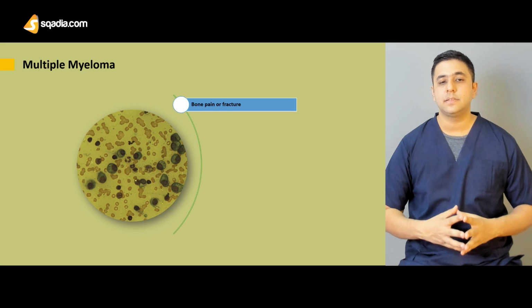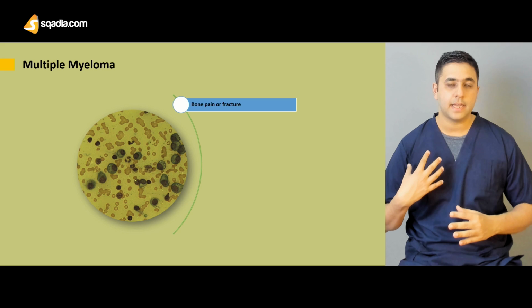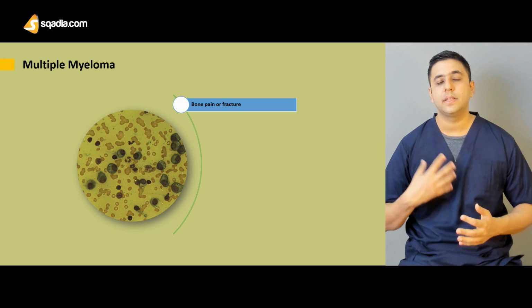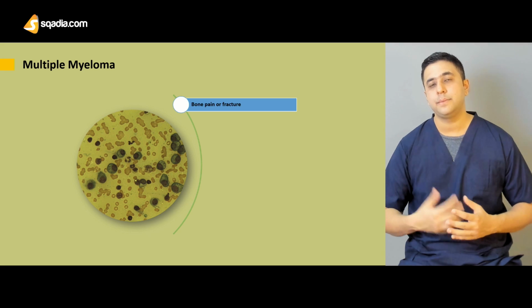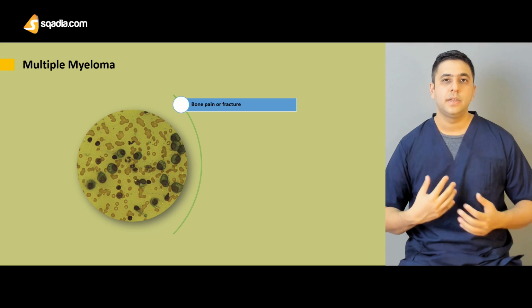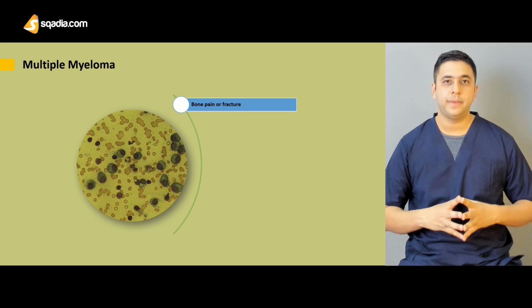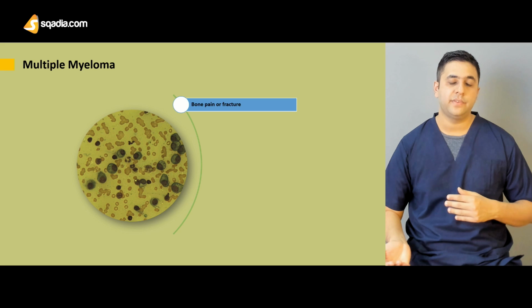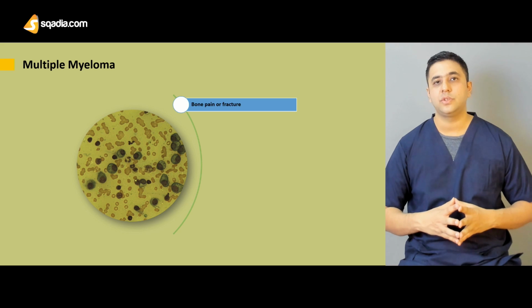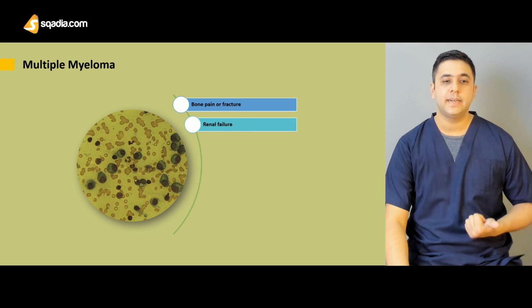This is especially present in the bones in the back, for example, the vertebrae, in the bones in the chest, for example, in the ribs, and then in the sternum. So this patient presents with bone pain, or in advanced lesions, the patient can also present with a fracture of the bone.